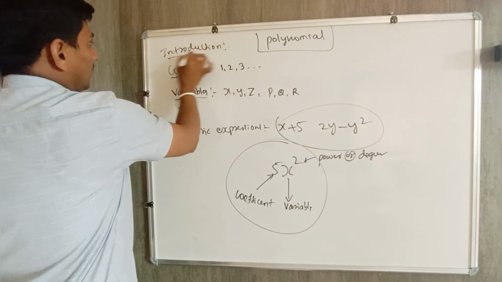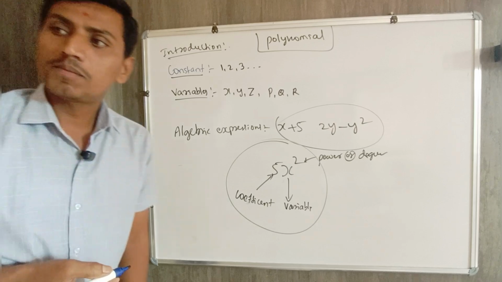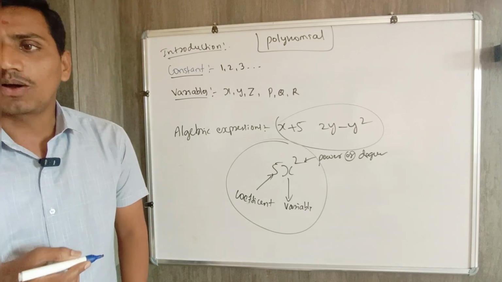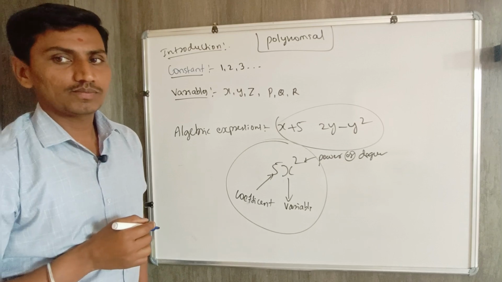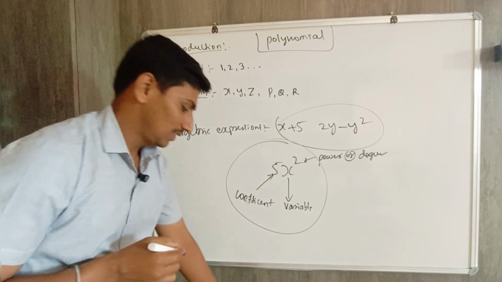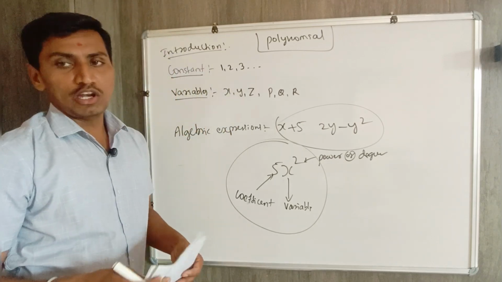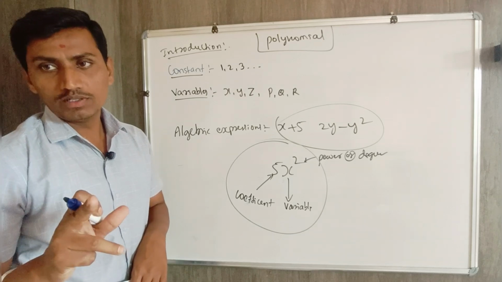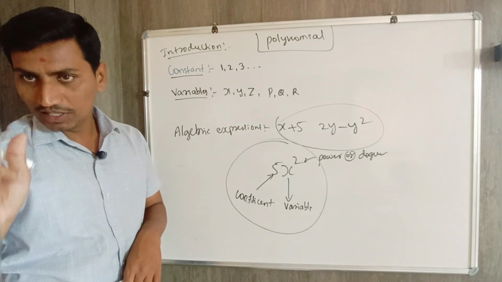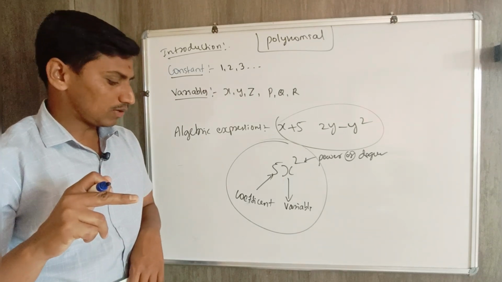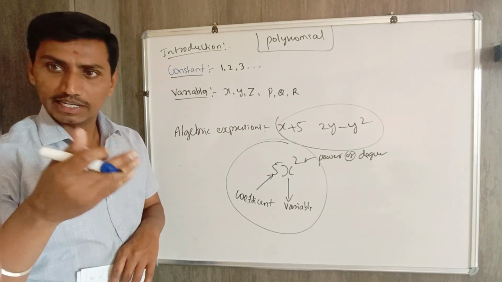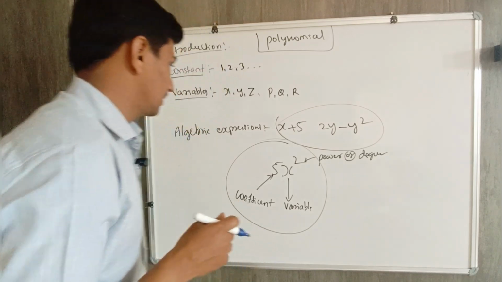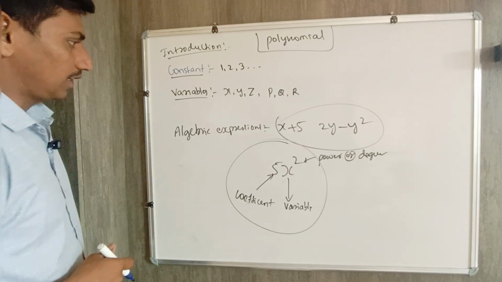So how many types in polynomial? In polynomial there are 2 types. One is based on number of terms, and the second one is based on degree of polynomial. Number of terms or degree of polynomial. So this is the introduction, note down.